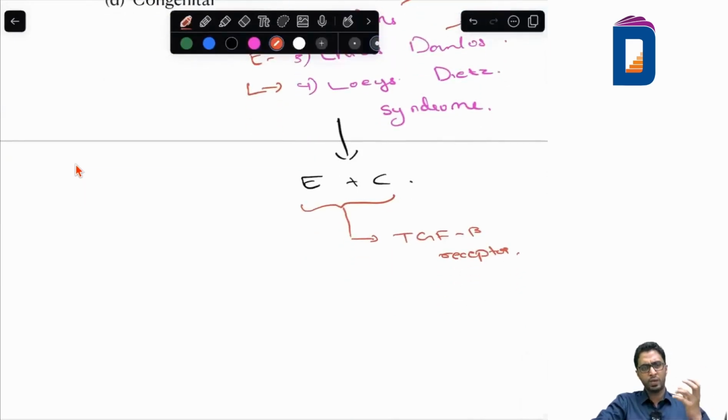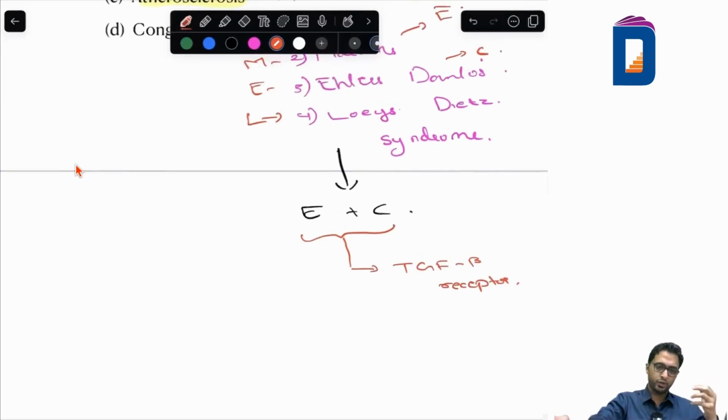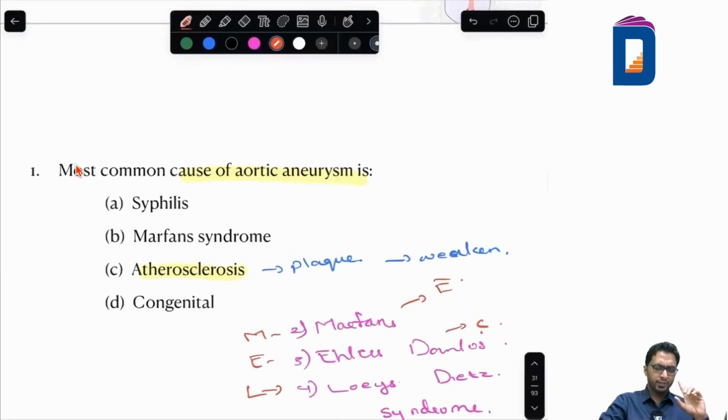You know that for anything to happen in the body, there should be a receptor getting stimulated. So if this receptor is affected, you don't get your collagen, you don't get your elastin, so you get all the problems associated. I won't go into details because no questions have been asked. So we said, don't forget this.